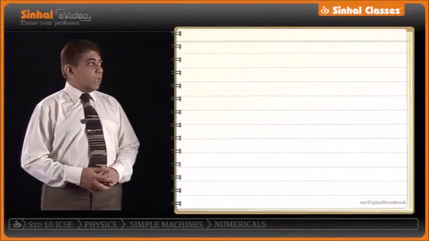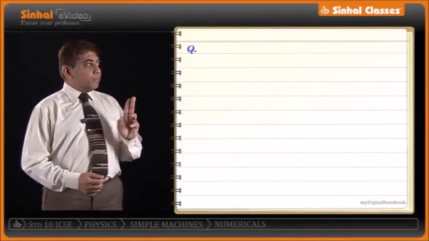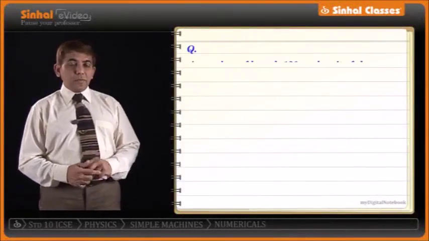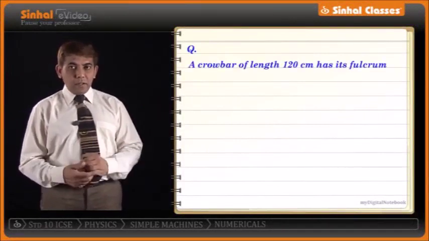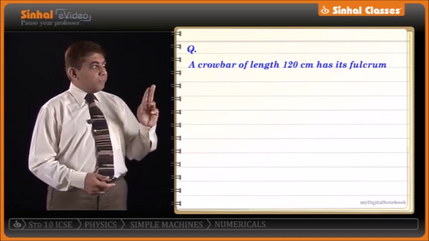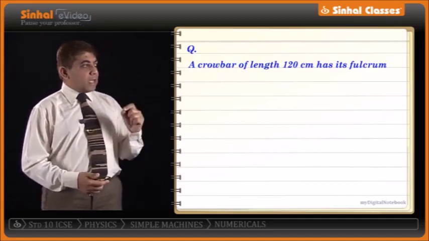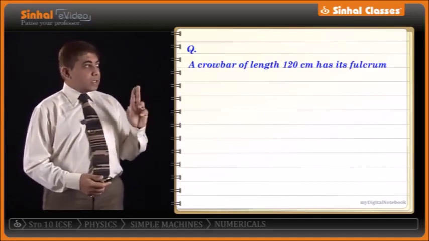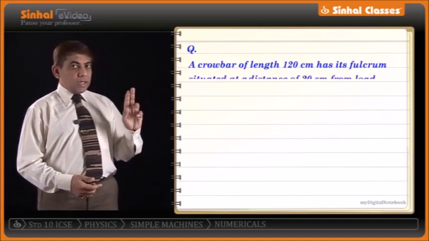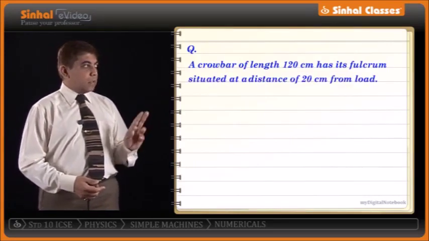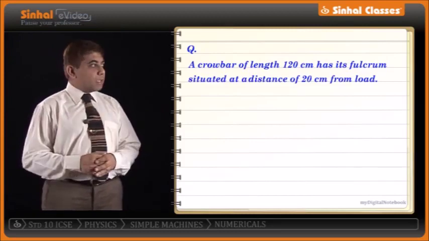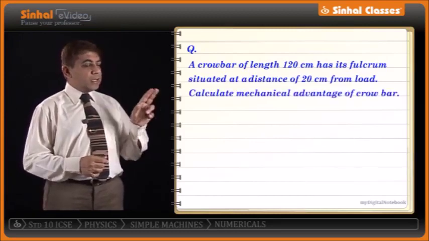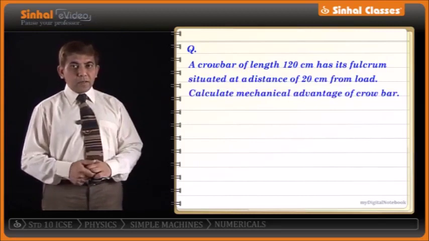Let's consider this one. A crowbar of length 120 centimeter. We studied a crowbar. A crowbar is nothing but a lever which is used to dig the roads. A crowbar of length 120 centimeter has the fulcrum situated at a distance of 20 centimeters from the load. So the distance between the load and the fulcrum is 20 centimeter. You're asked to calculate the mechanical advantage of the crowbar.